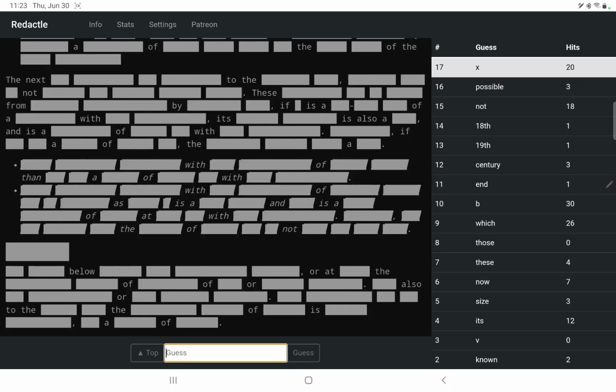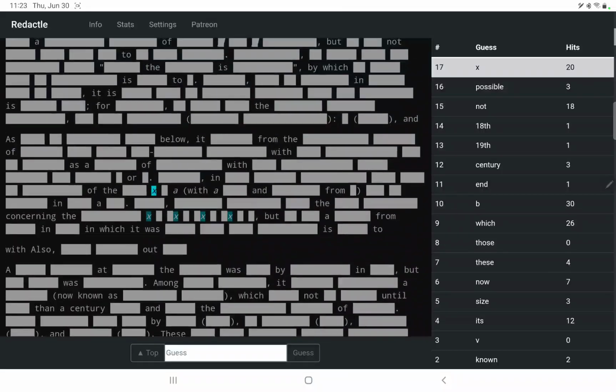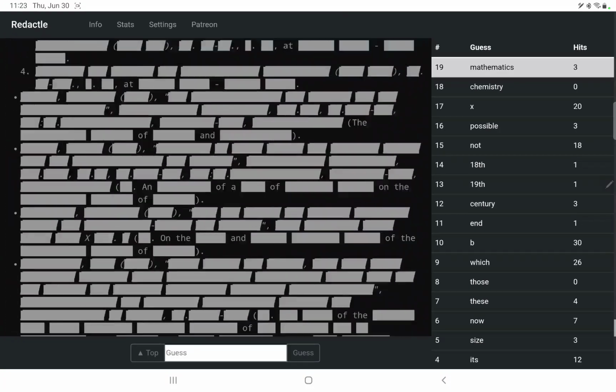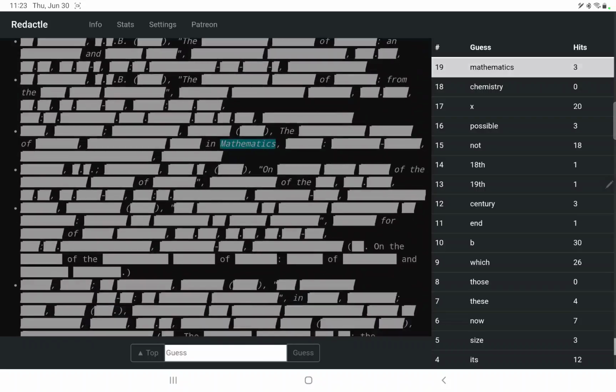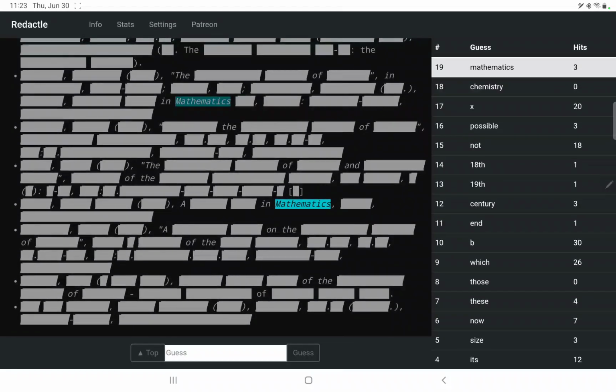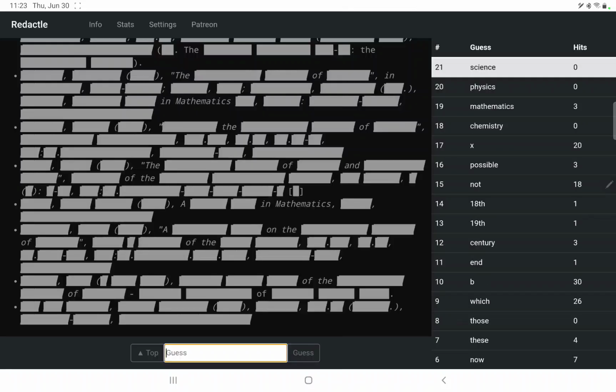Is that if X is a, no, there are 20 X's. Okay, of the something. So let's just see, is this chemistry? No. Is it mathematics? 3 mathematics. These just seem to be down at the bottom in the reference section, so don't think it's mathematics. Let's try physics. Let's try science, scientist.